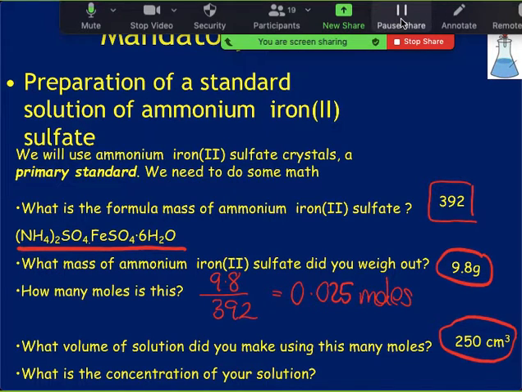Moles per litre. So I'm going to have to multiply this by 4 to turn that into 0.1 big M. So big M is what they're going to have in a question, and that is the same as saying moles per litre.